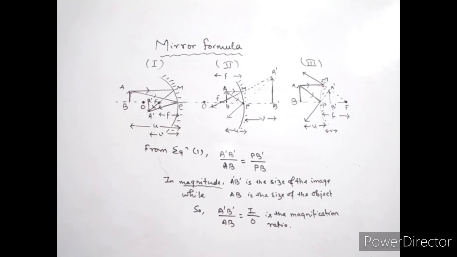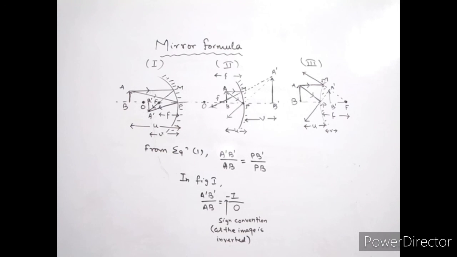note of that. A'B' divided by AB is equal to PB' by PB. Now in magnitude, A'B' is the size of the image, AB is the size of the object. So this is the size of the image by the size of the object, which gives us the magnification of the object. So how it has magnified itself, that is what we need to find out.